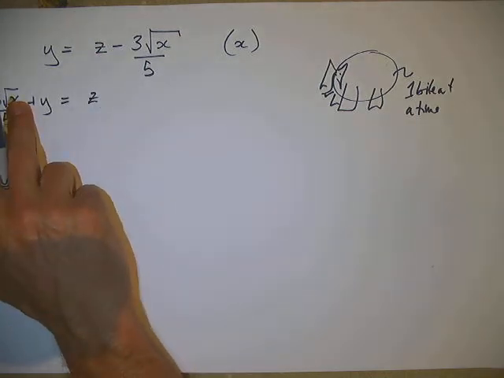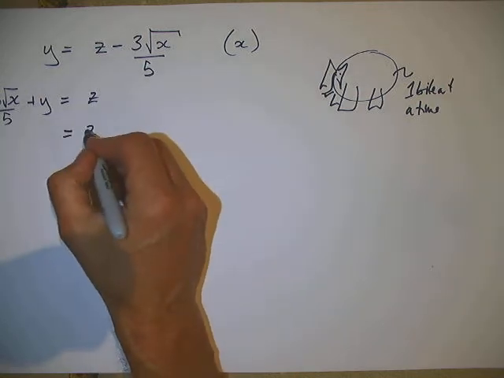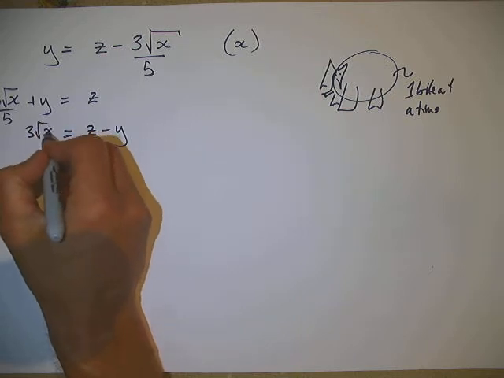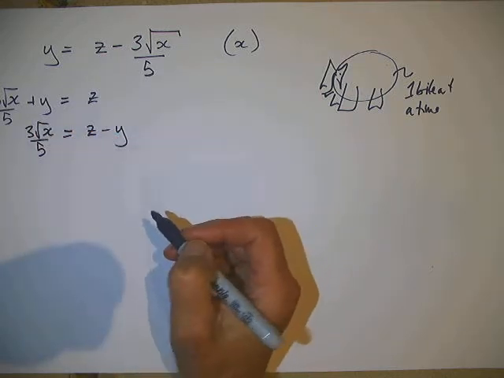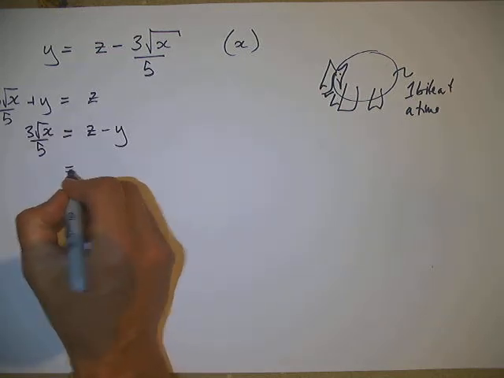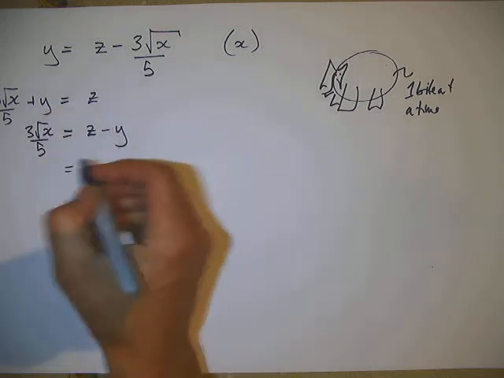Then to get to the x, I'm first of all going to move the y. So z take y is 3 root x over 5. The 3 is multiplying that, the 5 is dividing that. I can actually do these steps in either order or even at the same time. What do I mean by that?